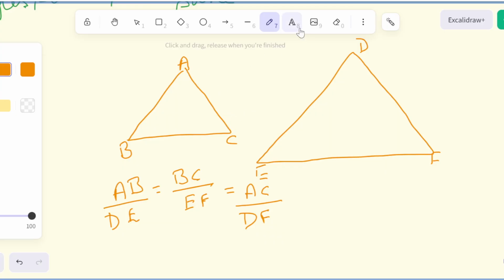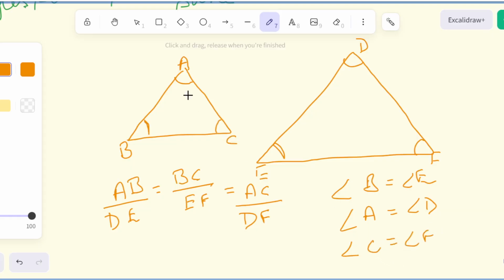Whenever two triangles are similar, their corresponding sides will be proportional, and the corresponding angles will be same. This will be equal to this. So you can say angle B equals angle E, angle A equals angle D, and angle C equals angle F. Getting it right?